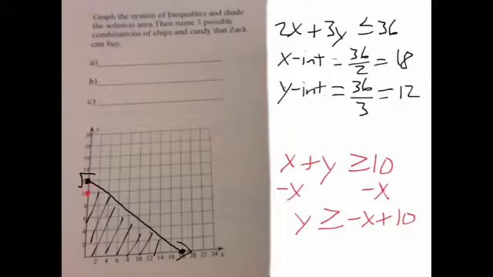And this one can be equal to as well. So it's going to be a solid line going like this. And this one says greater than, so I need to shade up above my line, which gives me a shaded region right here in between these lines.